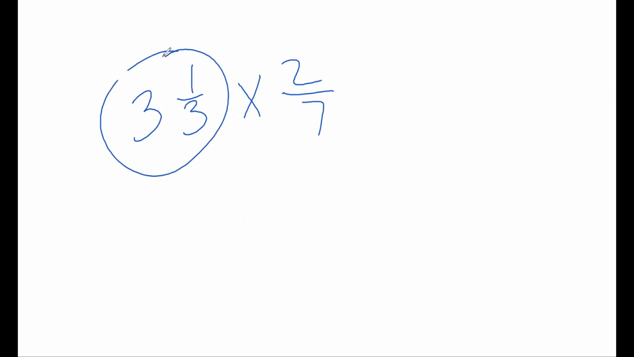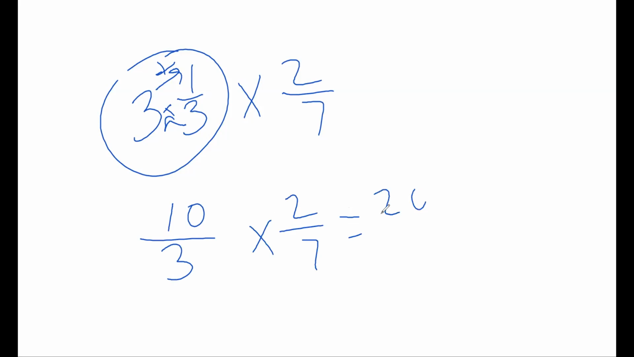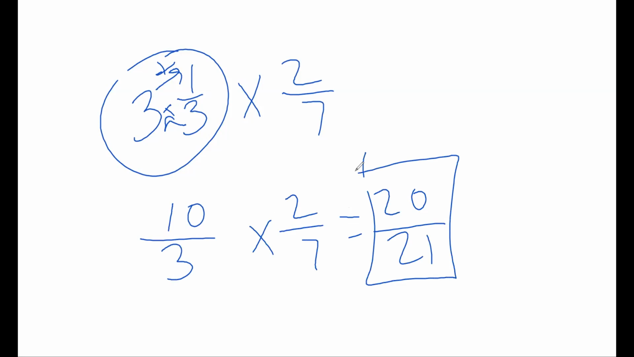B. 3 1/3 times 2/7. Let's fix this number first. So we know we need to multiply this. 9 plus 1 is 10. So you have 10/3 times 2/7, which gives you 20/21. This fraction is as small as it can get. So there you go.